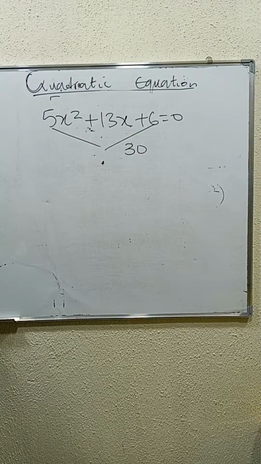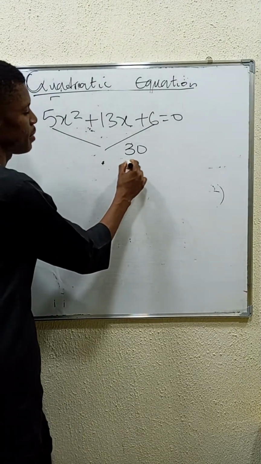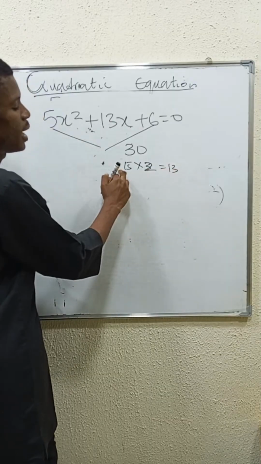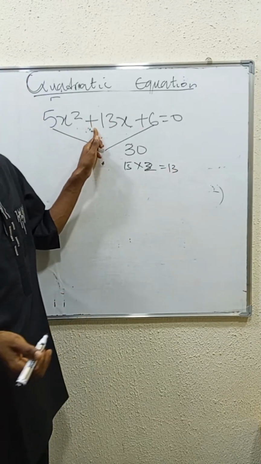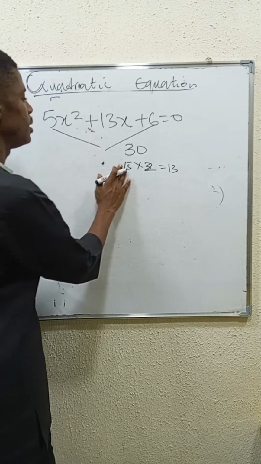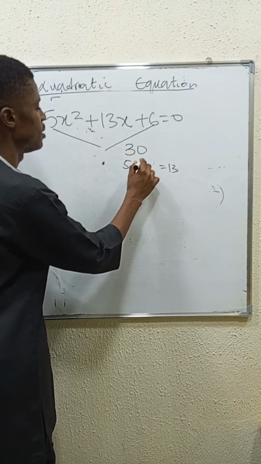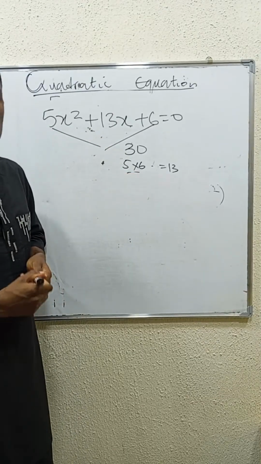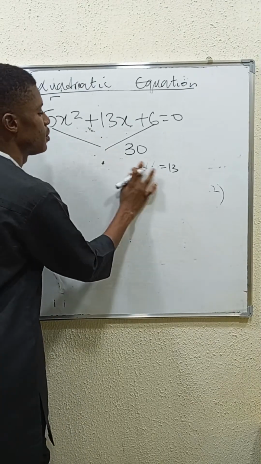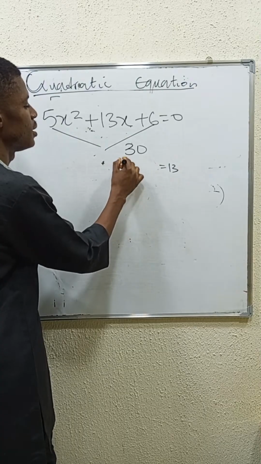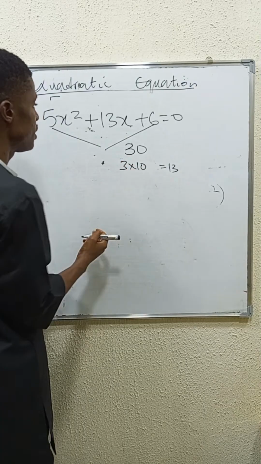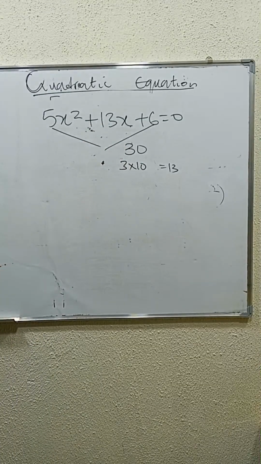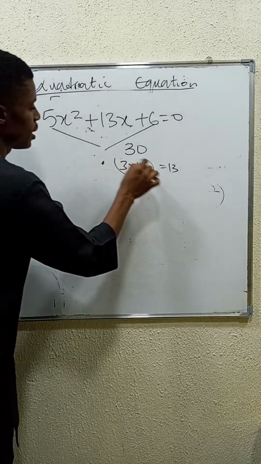Can you tell me? 15 times 2 gives 30, but if you add them, it cannot give you 13. Another one is 5 times 6 is 30, but the sum is 11, so it doesn't work. So what's the next one? What are the next factors of 30? 3 times 10 is 30, and if you add them together, you are getting 13. So we are going to use the two factors, 3 and 10.